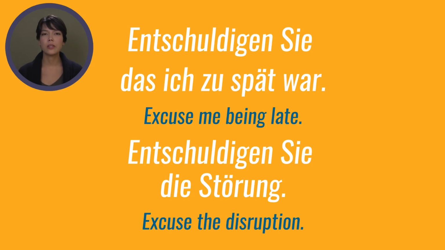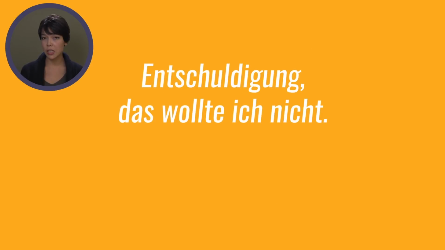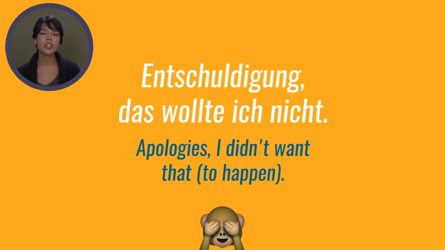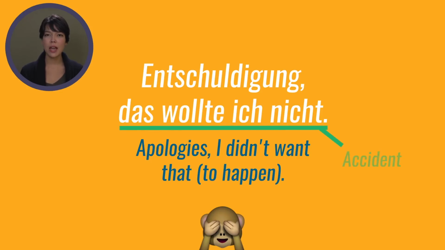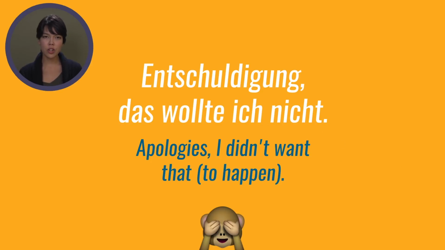Another common phrase is Entschuldigung, das wollte ich nicht, meaning apologies, I didn't want that to happen. This can be used in many situations, and the das wollte ich nicht implies that whatever you did was an accident. This phrase can be used for anything from apologizing for dropping a plate at home to apologizing to your boss for breaking your computer at work.